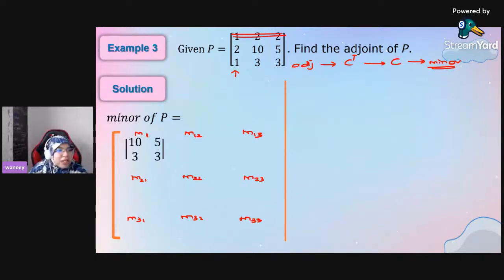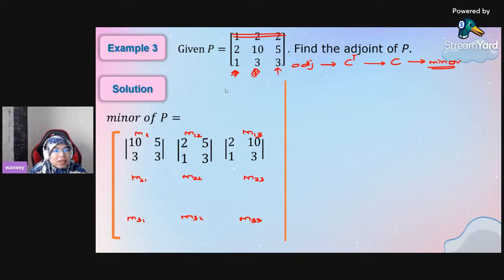Okay, and then M12, that means delete first row, second column. So now delete the second column. We are going to get 2, 5, 1, 3. Okay, and then M13, deleting the third column. So we are going to get 2, 10, 1, 3.